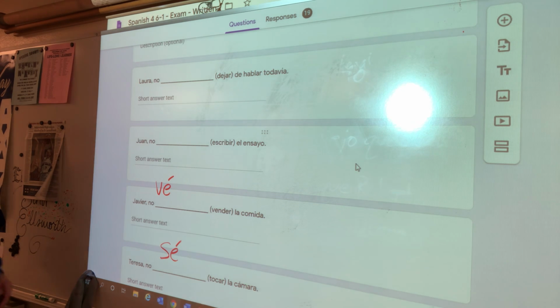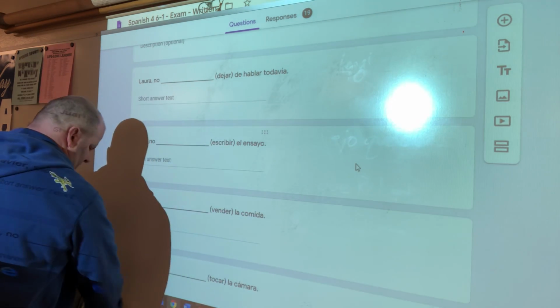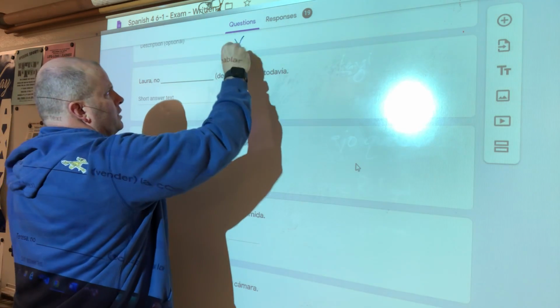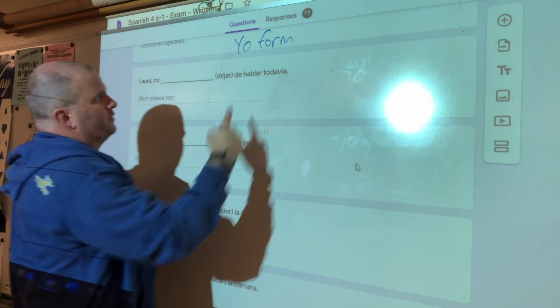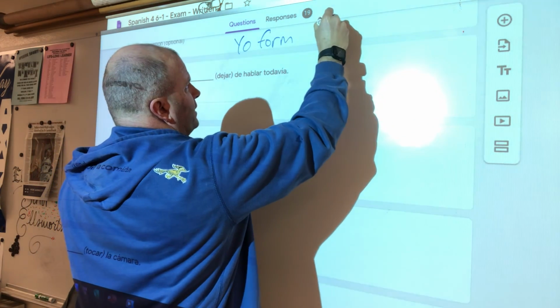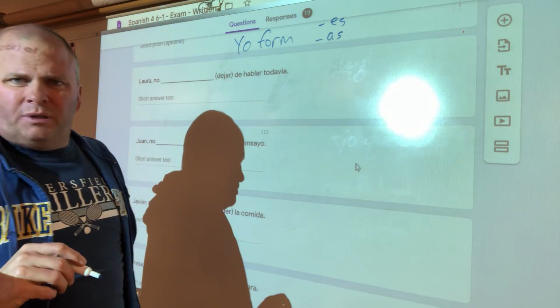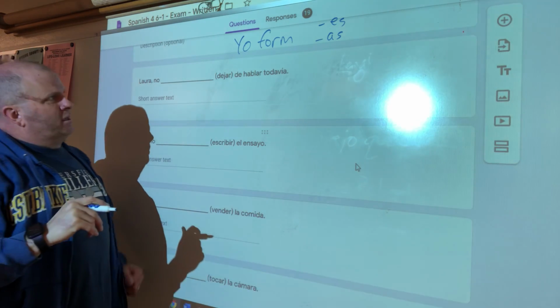Okay, this one's easy. I think some of you made this harder than it is. So remember our two things. We're going to work with the yo form. So we're going to do the yo form of all these, and then we're going to either add es or as. Okay? Hope you guys can see that. I hope you can zoom in too. I don't know if I'm writing big enough.